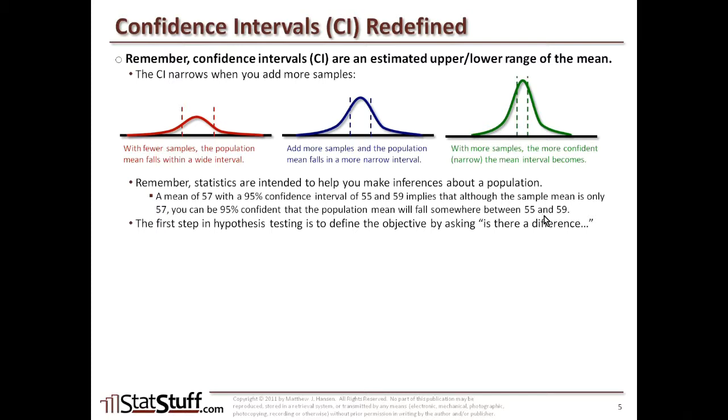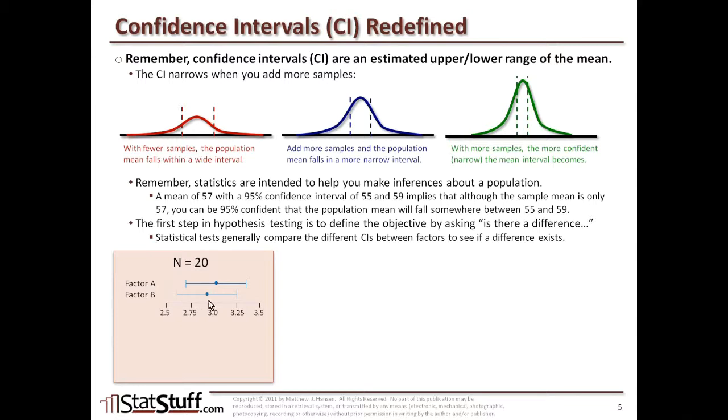So the first step that we have in hypothesis testing is to define the objective by asking, is there a difference between something, or whatever it is that we're comparing? Now, the statistical test generally will compare the different confidence intervals between factors to see if that difference actually exists. An example we've given before is, let's say we only have 20 samples we pulled and we're looking at the difference between factor A and factor B. We might have a mean here at this value for factor A and a mean represented by the dot here for factor B. And the line spread out across each one represents the confidence interval.